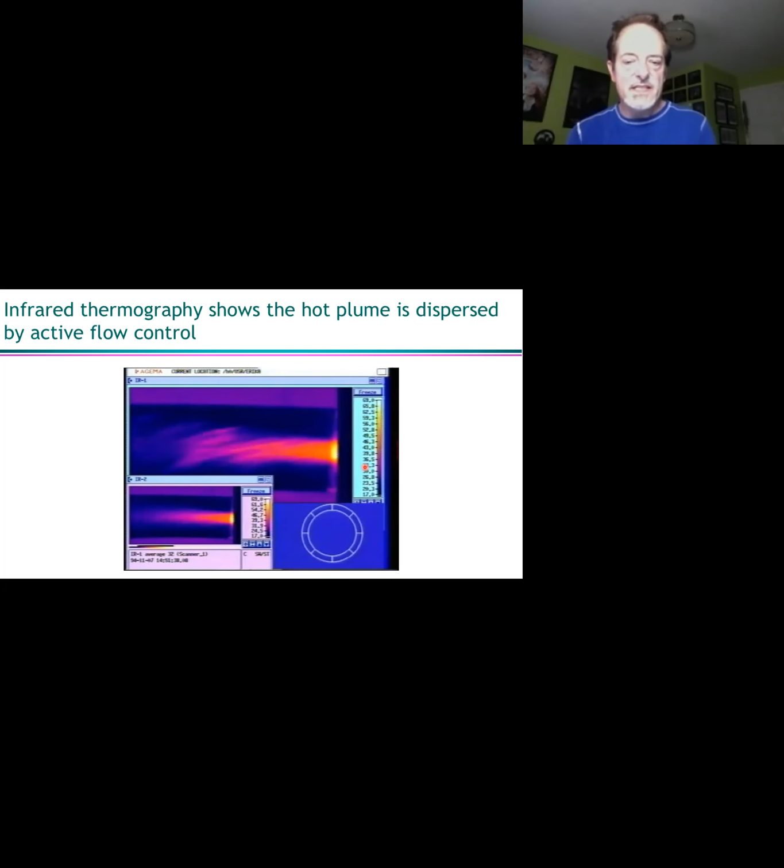So this is flow running, no actuation. You can see the big plume. Again, it's an Agema camera. Now we're just running the top 4 actuators, and then we're later going to turn on the bottom 4 actuators. So we're running mode ±1.